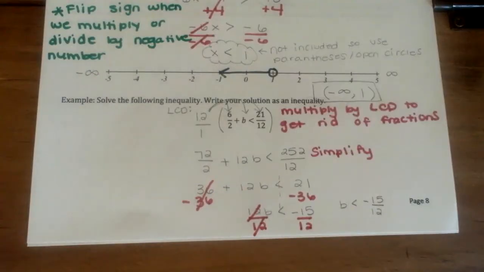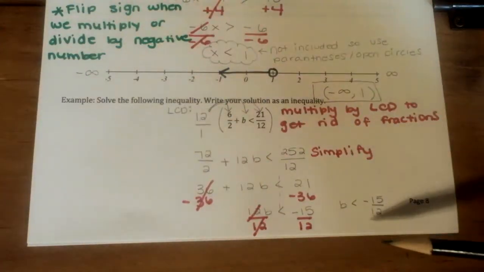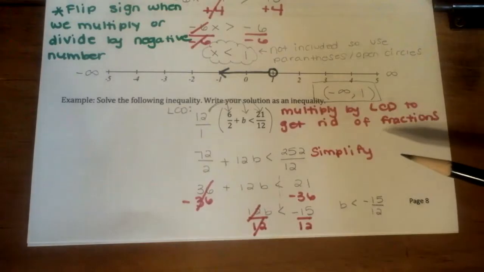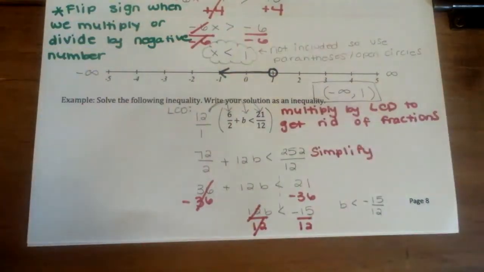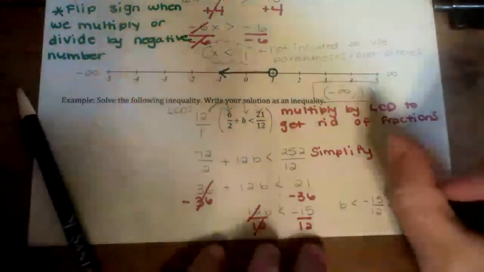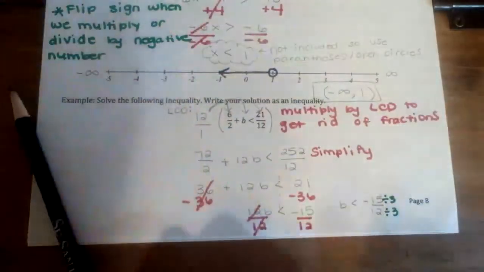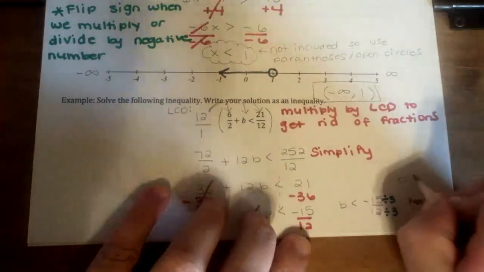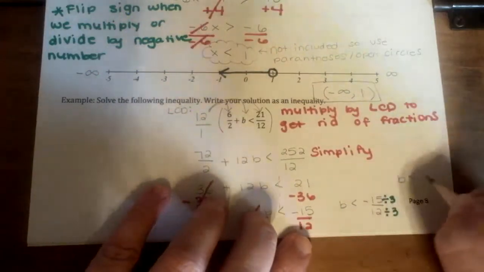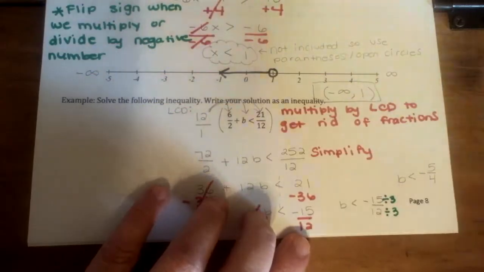We always want to simplify our fractions. So here I have negative 15 divided by 12. I can simplify this because 3 goes into both negative 15 and 12 evenly. So let's simplify our fraction. Don't forget to do that. Let's divide the top and the bottom by 3. So we're left with b is less than negative 15 divided by 3 is negative 5, over 12 divided by 3 is 4.